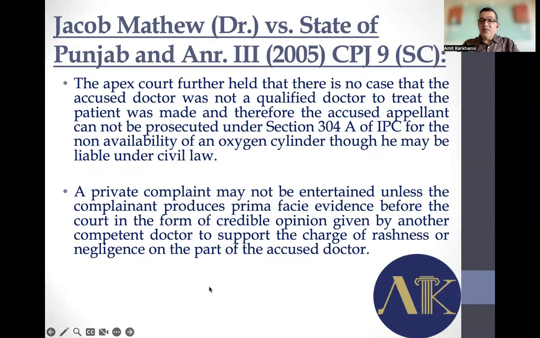This is a case where the Honorable Supreme Court laid down those guidelines where, before filing of an FIR, it is imperative that the police should send the papers to the government hospital or a civil hospital in whose jurisdiction the police station is there, and take an expert opinion from the medical board. So the medical board has to opine whether the treatment given to the patient by the medical practitioner or a doctor was right or wrong.